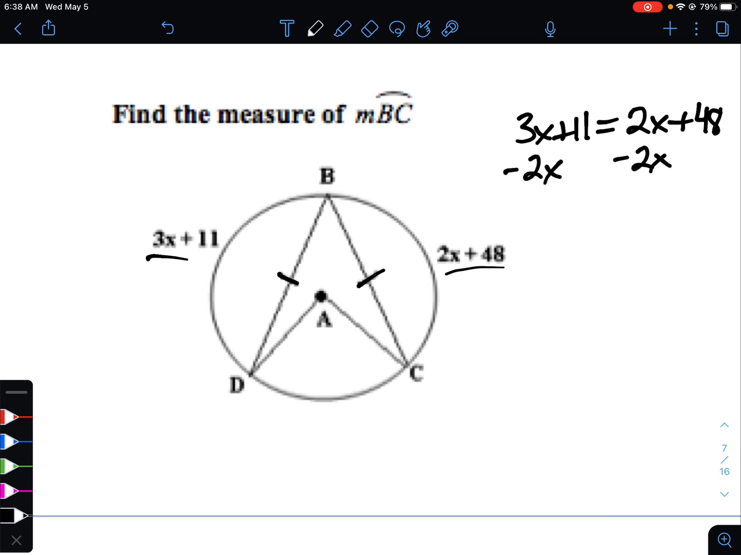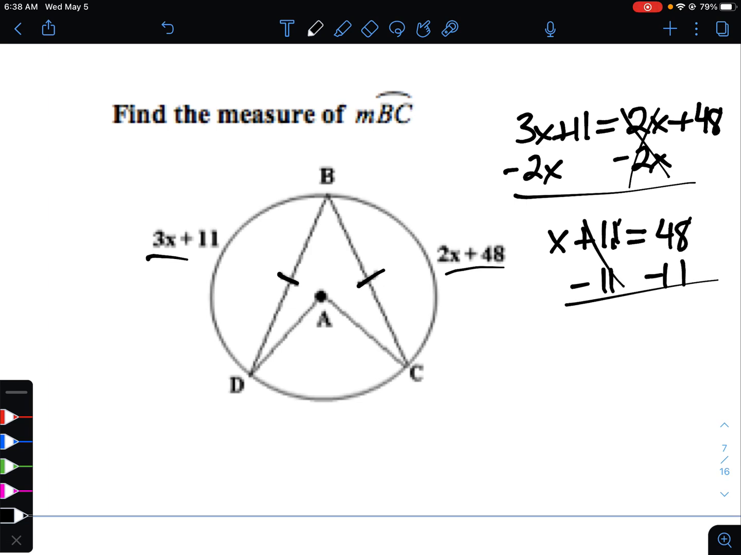So let's go ahead and get all of our variables to one side. I'll subtract 2x from both. That'll leave us with x plus 11 equal to 48. And now to get x by itself, subtract 11 on both sides. And we get that x is equal to 37.